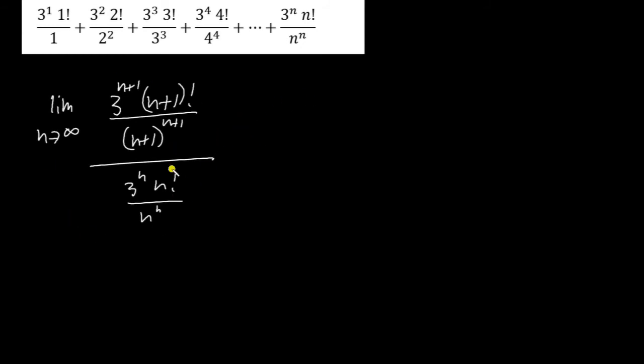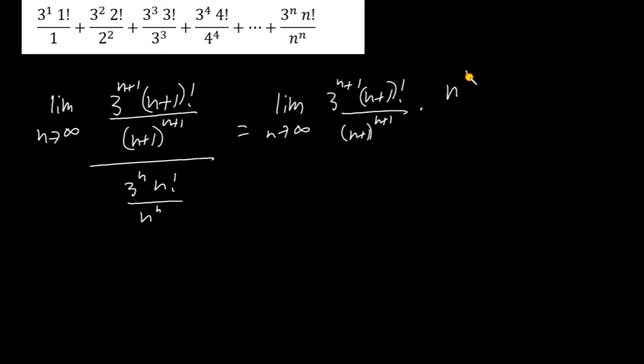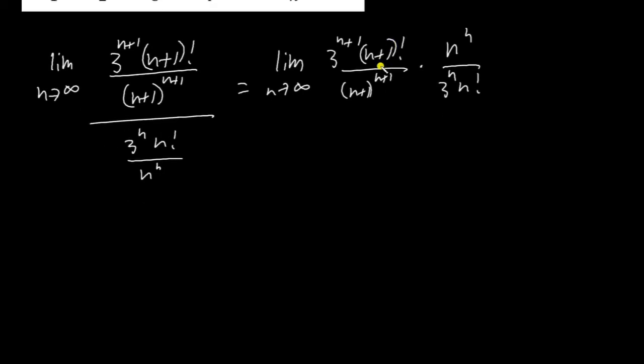First, instead of dividing it, let's treat it like multiplying by the reciprocal. So we'll have 3 to the n plus 1 times n plus 1 factorial over n plus 1 to the n plus 1. And then we'll be multiplying it by n to the n over 3 to the n times n factorial, okay? And now we're going to simplify this using the normal rules for the powers and the factorials and such, okay?